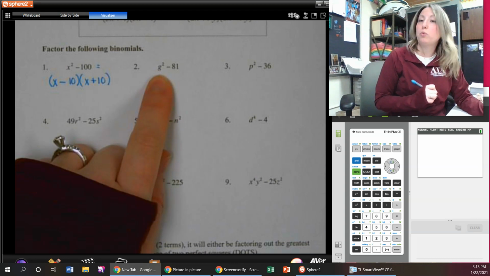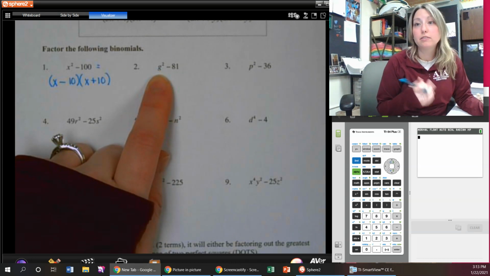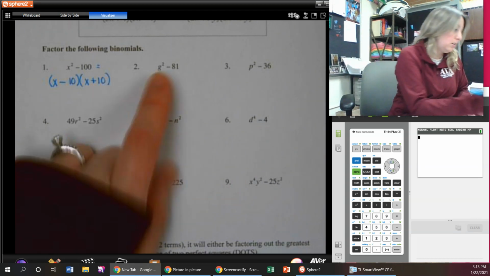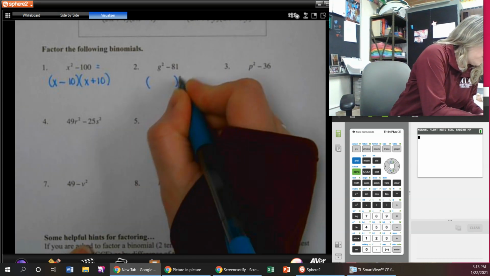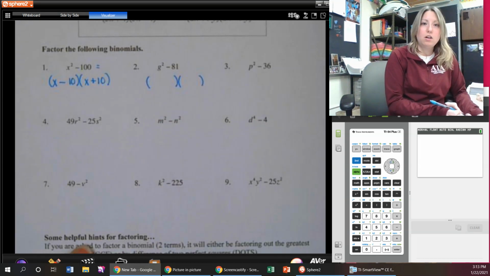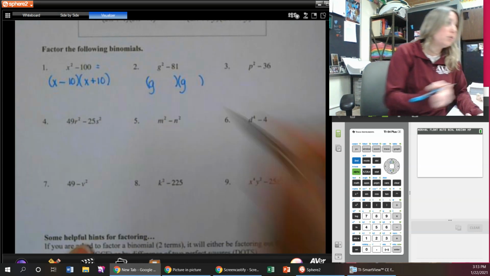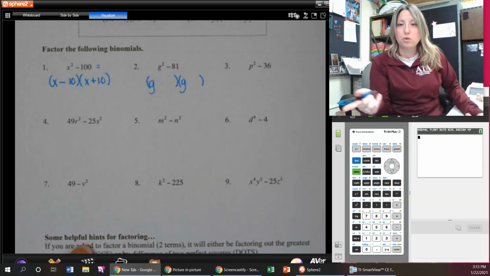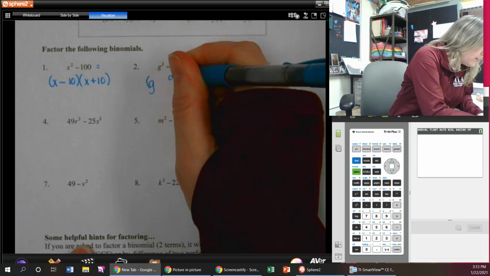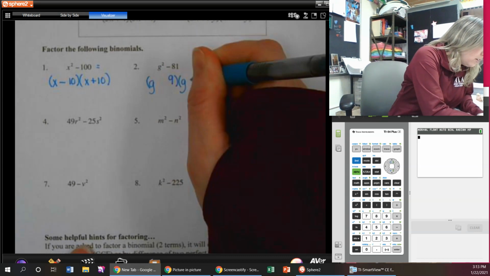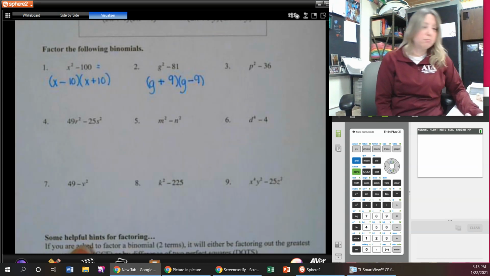Next, g squared minus 81. Yep, there's dots. Perfect square minus perfect square. Okay, two empty sets of parentheses. Square root of g squared is g. That's in the front, so that result goes in the fronts of my two binomials. Square root of 81 is 9. 9 goes in the backs of the two binomials. Different signs between them.